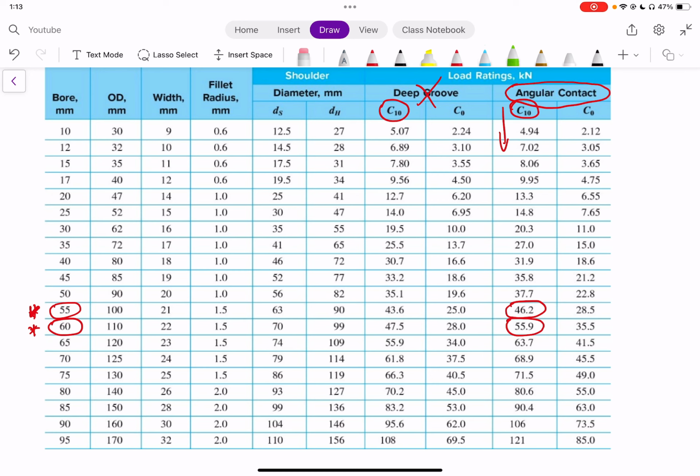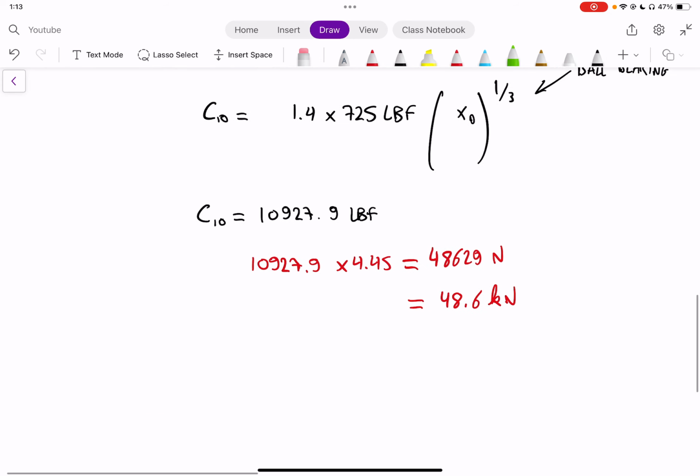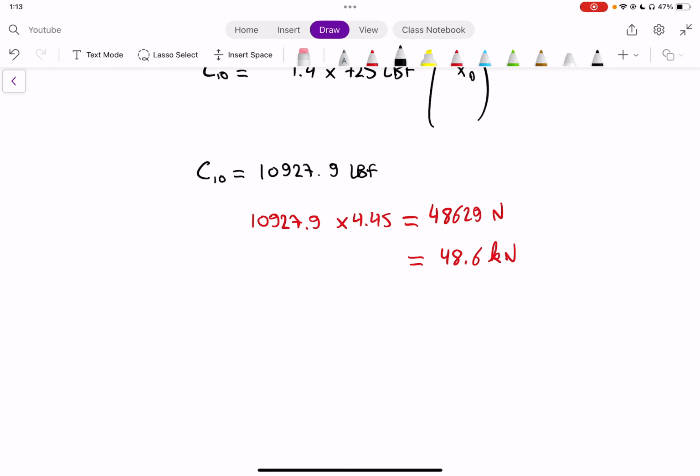And what I'll do here is I'll check the one that we're going to pick. So we're going to pick the bearing with a bore of 60 millimeters. So we can say that in order to satisfy our problem, we're going to choose the 60 millimeter bore.